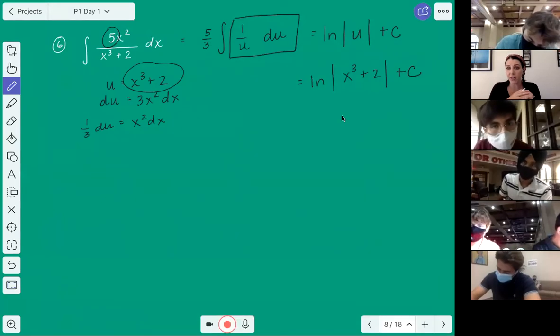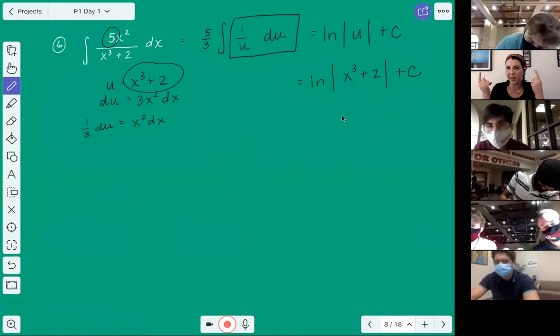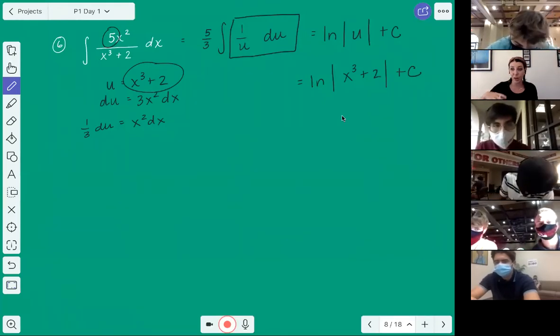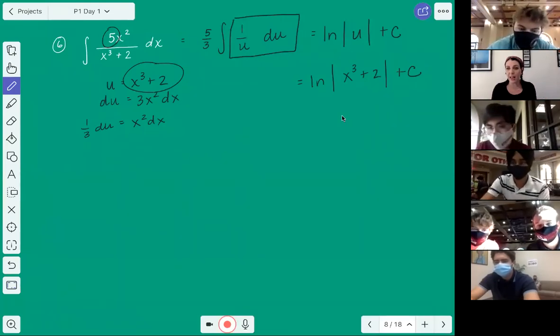Anytime you take an antiderivative of 1 over u, or a hint is if you end up getting something undefined, like if you try to take it using power rule and you get u to the 0 over 0, that's the hint, it's ln, okay? Then you're going to need ln of absolute value.